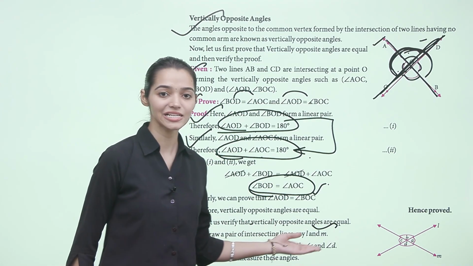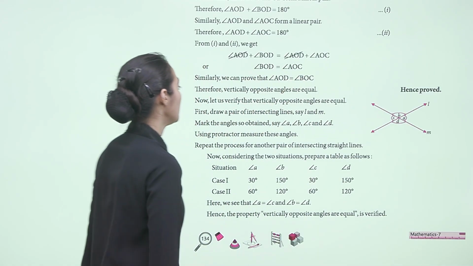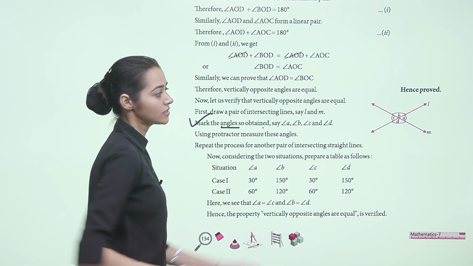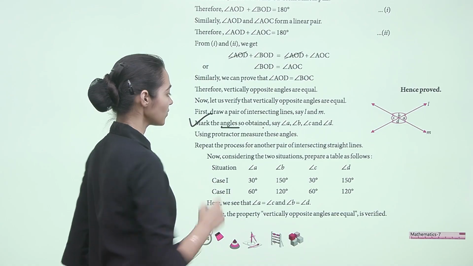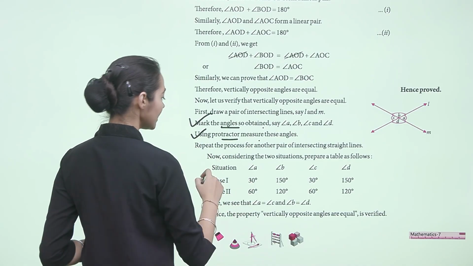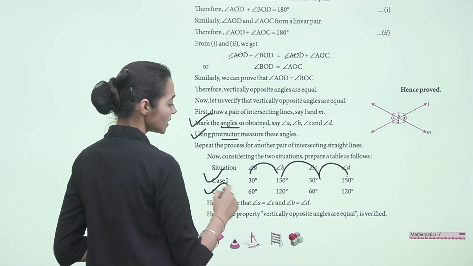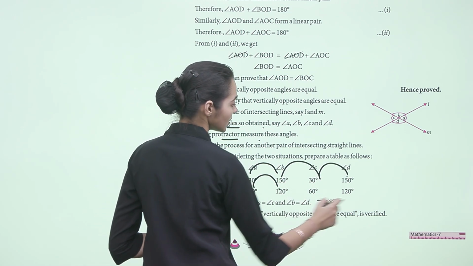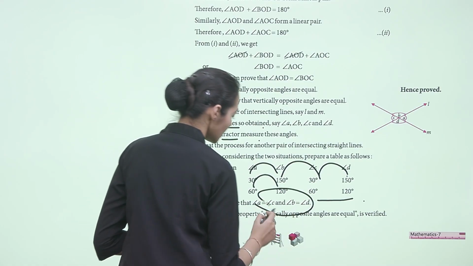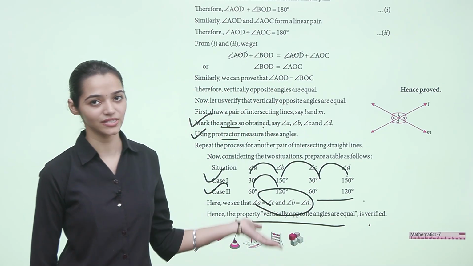We will draw intersecting lines, say L and M. Here we are making the angles A, B, C and D. Now using the protractor, we measure these angles and repeat the process. In case 1, the angles are 30, then 150, then 30 and then 150. In case 2, we have taken angles 60, 120, then again 60 and 120. So the property that vertically opposite angles are equal is verified very clearly.